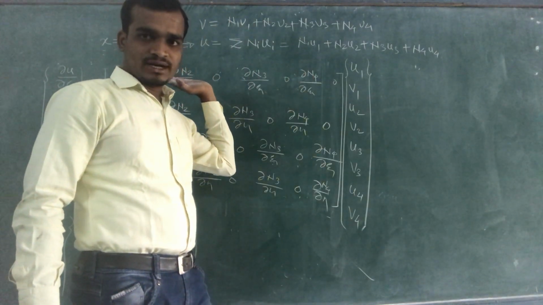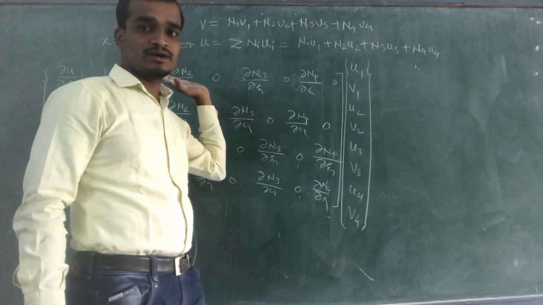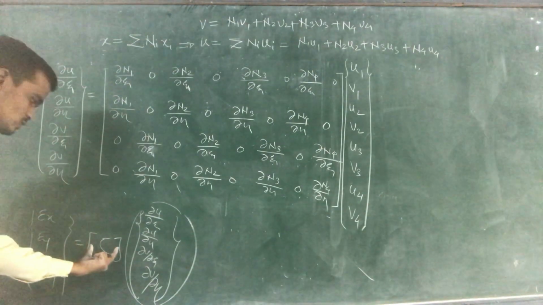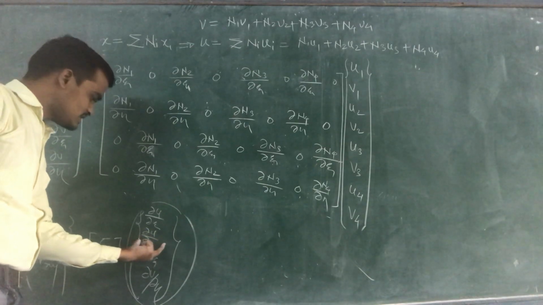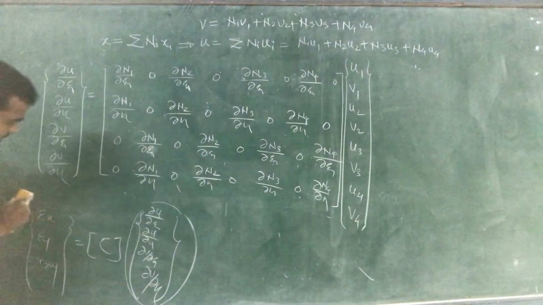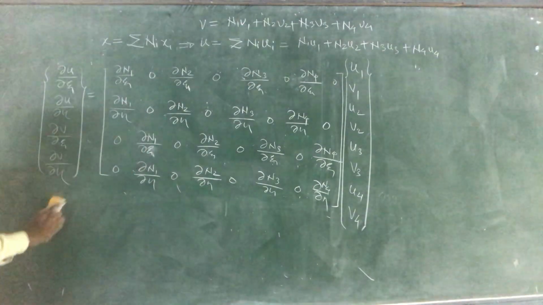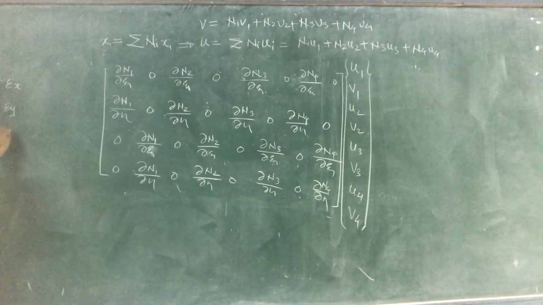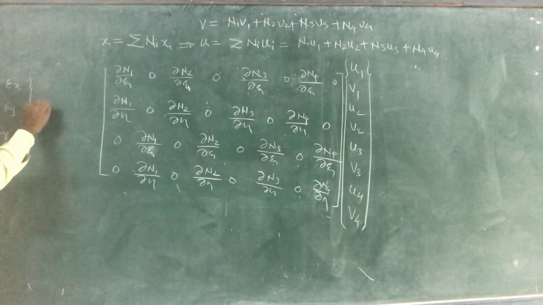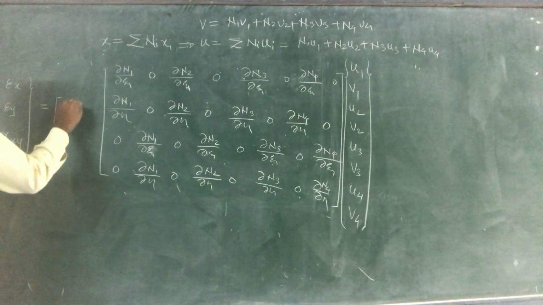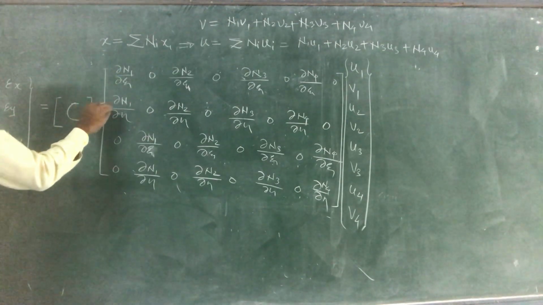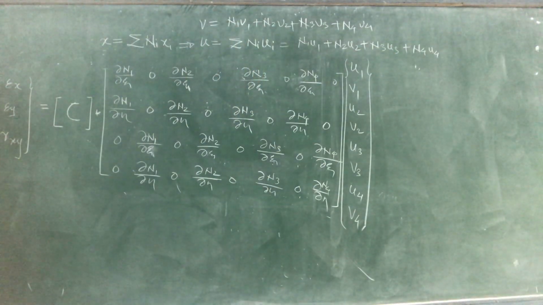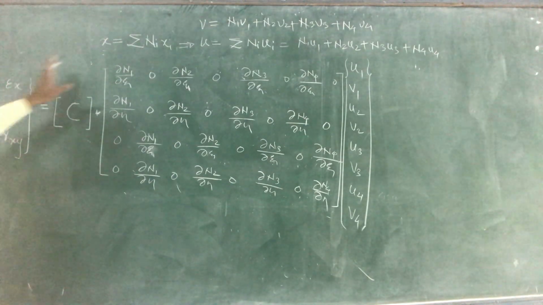Now as we know that our matrix relation should have some vector form on the LHS side, means force vector should be there, or strain vector should be there, or stress vector should be there. So on the LHS side there is a strain vector, which is equal to this matrix into, now we need to replace this vector by this matrix. So here we can replace this vector: epsilon x, epsilon y, gamma x y is equal to this C matrix into this matrix into this vector.